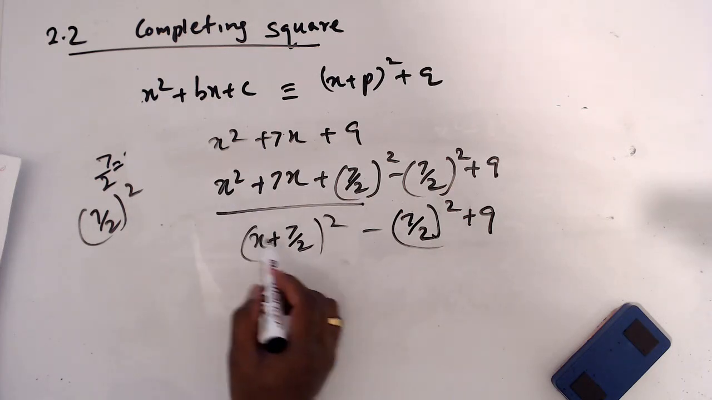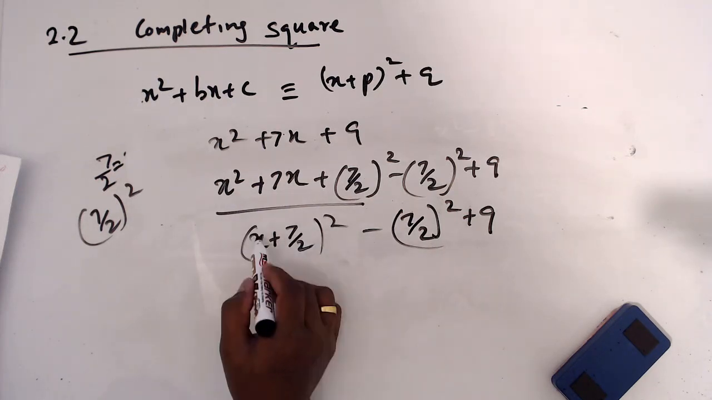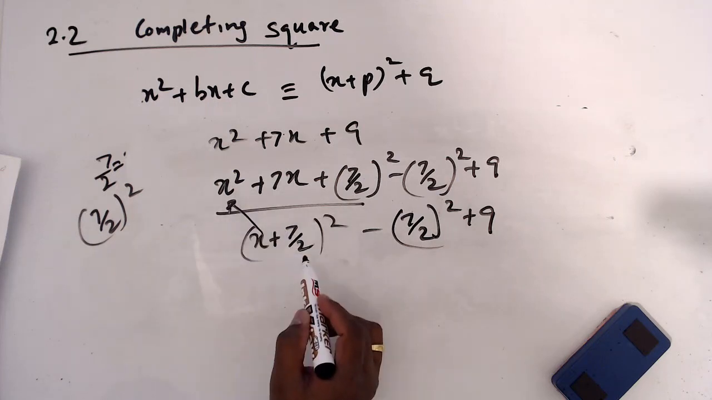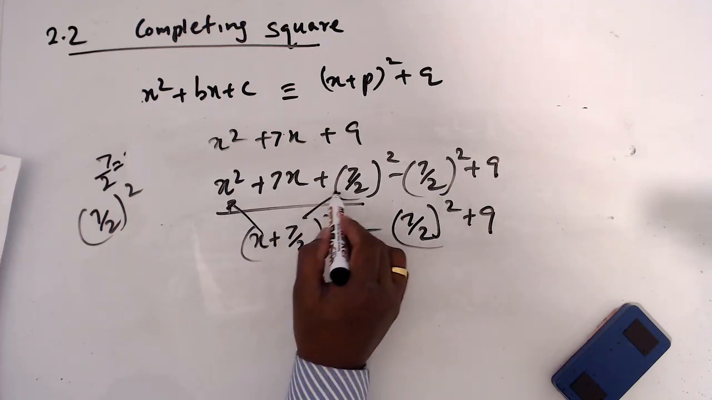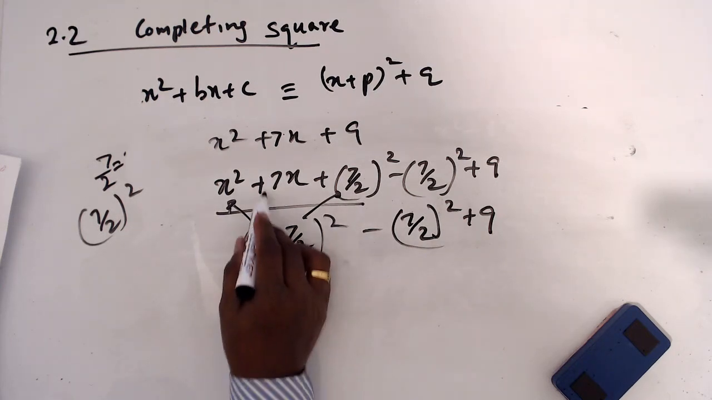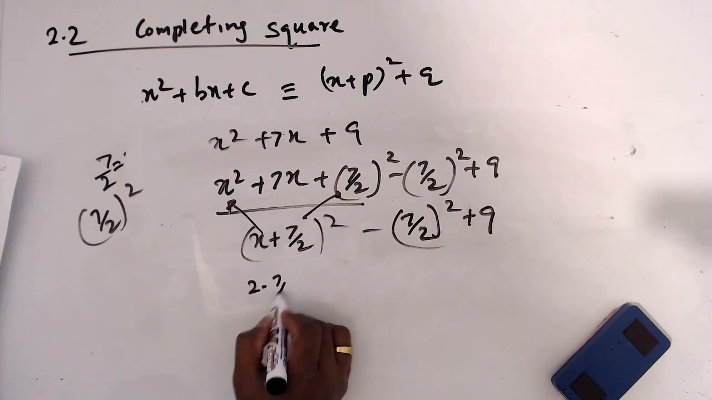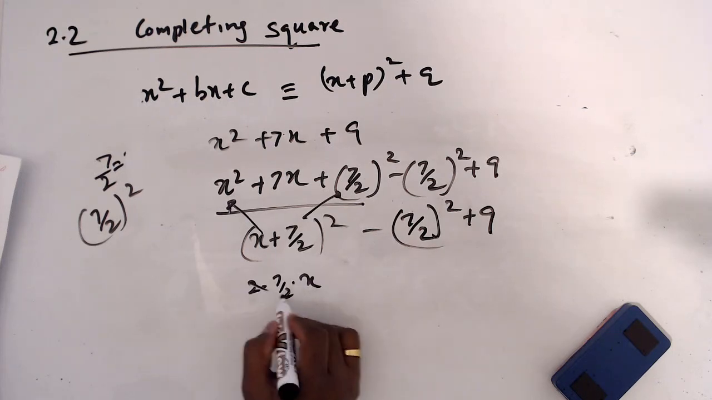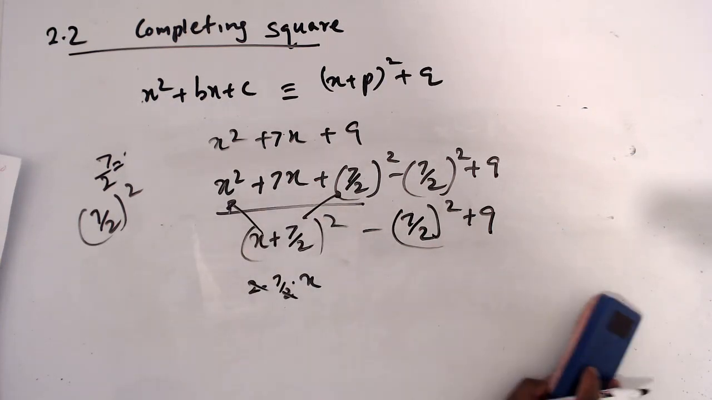You can double check. When you square this one, you can get x square. Then you know that 7 over 2 square is simple. And then what is the middle one? 2 times 7 over 2 times x. 2 and 2 cancel out, you get 7x.